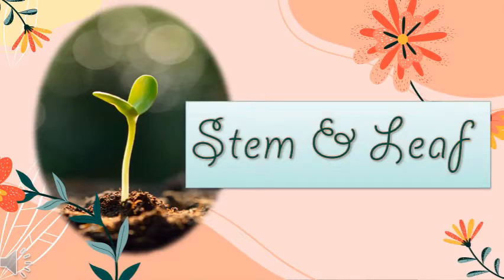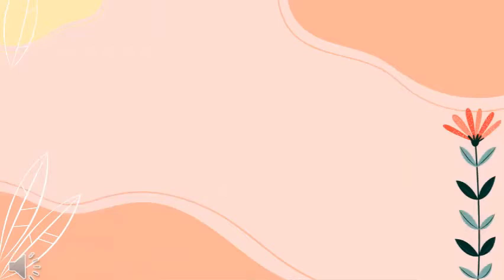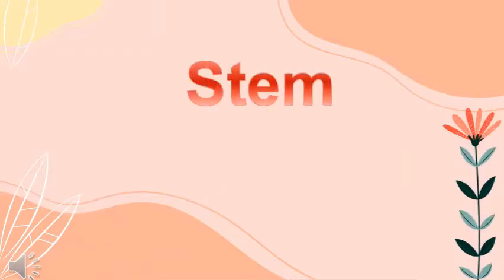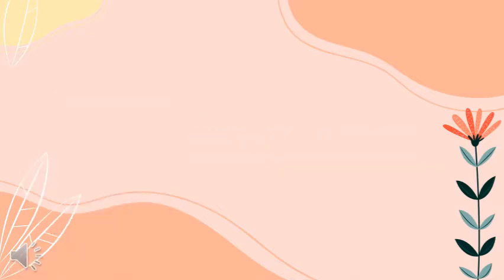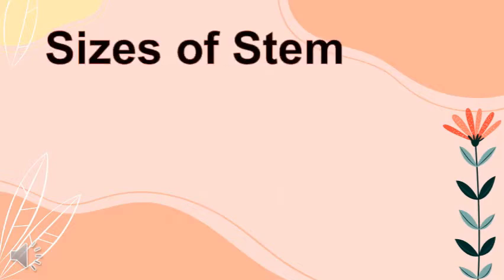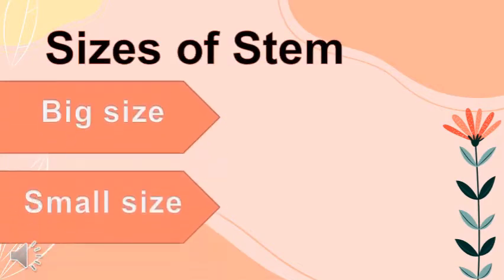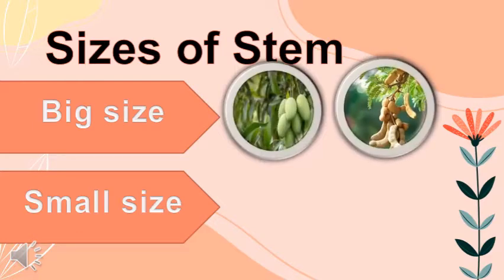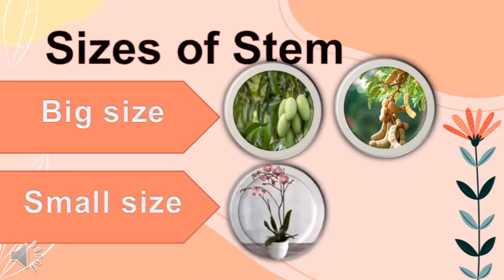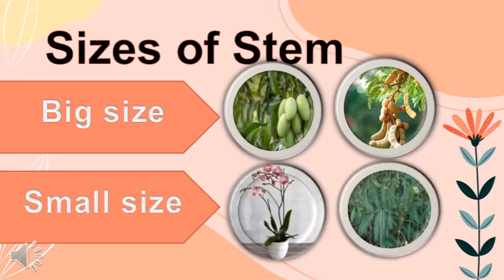The lesson for today is about stem and leaf. What is stem? Stem supports and holds the branches and leaves of a plant. This is a picture of a stem. There are 2 sizes of stems. We have big size and small size. Examples of the big size are the mango tree and the tamarind tree. For the small size, we have the orchid, and this is called the water mimosa.